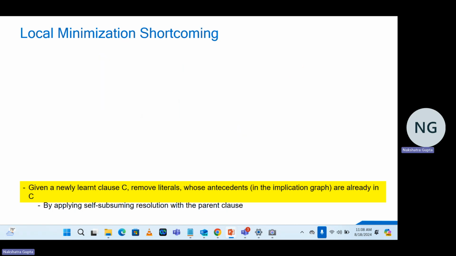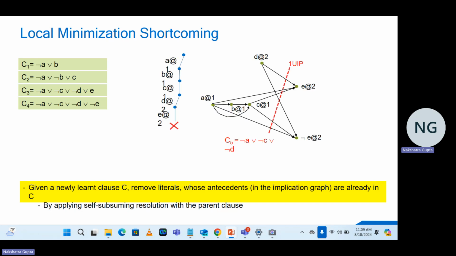But there is a shortcoming in this technique. Let's consider this formula and this conflict. Here, if you try to resolve this clause with the antecedent, the parent clause for C, you get D, not B, inside the clause, and so you cannot substitute the original clause with the new clause. But if you continue the process, you would eliminate B too, because, as in the first clause, A implies B, so we can eliminate it.